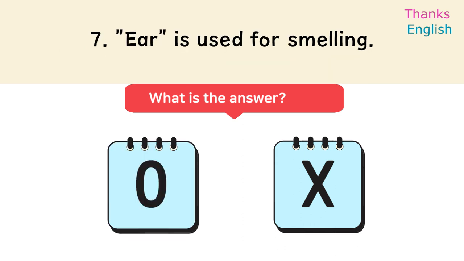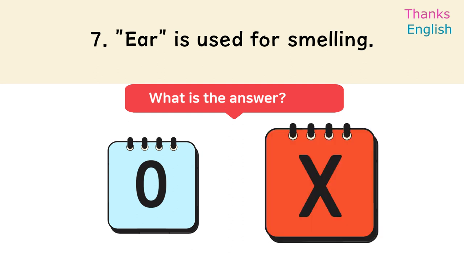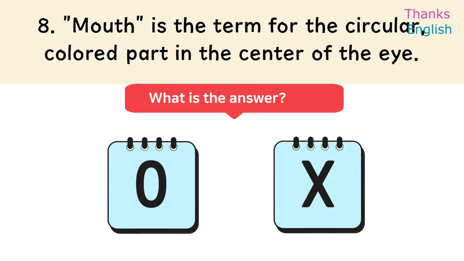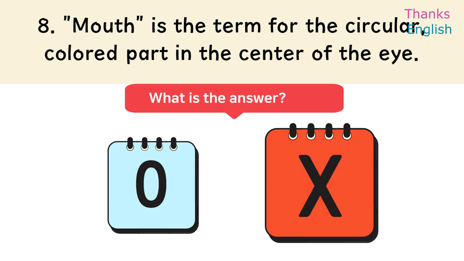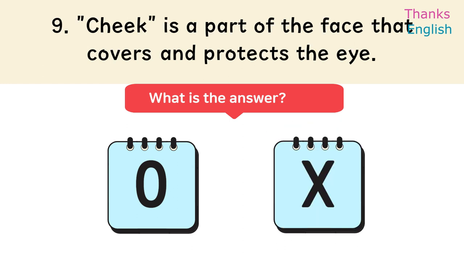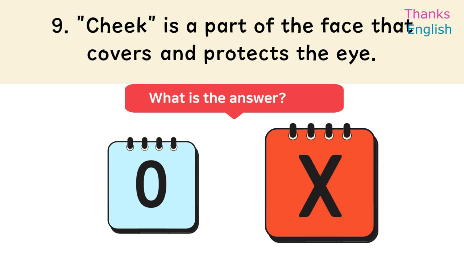7. Ear is used for smelling. X. 8. Mouth is the term for the circular, colored part in the center of the eye. X. 9. Cheek is a part of the face that covers and protects the eye. X.